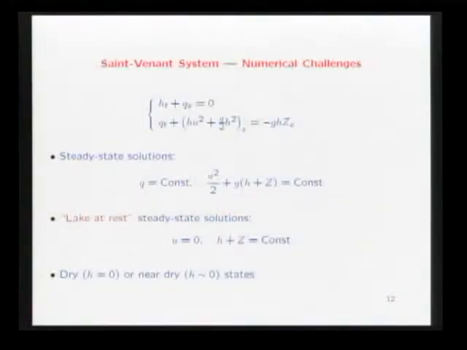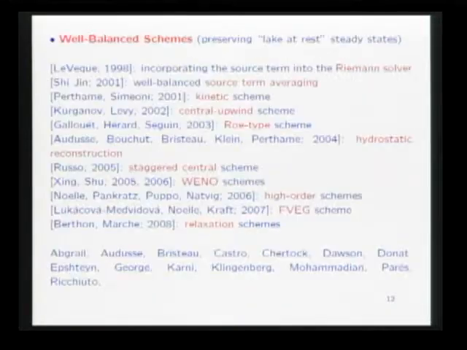Another challenge of the Saint-Venant system is the situation of dry states. When the Saint-Venant system is derived, it is assumed that h is always positive. However, in reality, you have to deal with situations when you have shores, islands, and so on. So we do need to deal with this, and the numerical scheme should be able to handle the situation of very small h or even h equals 0.